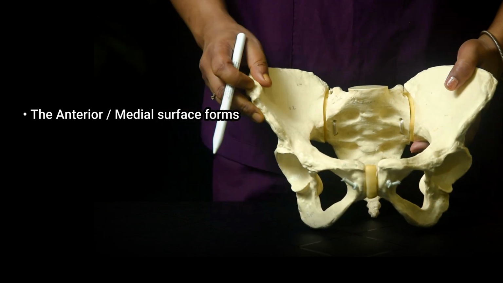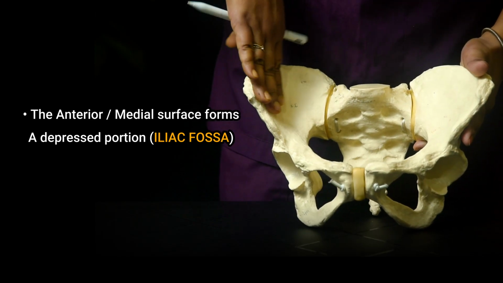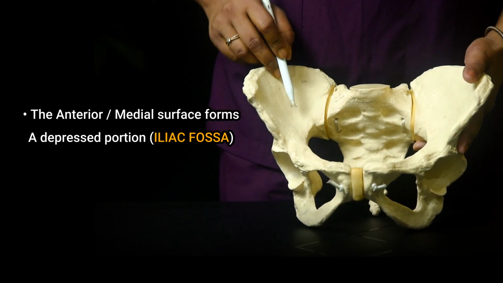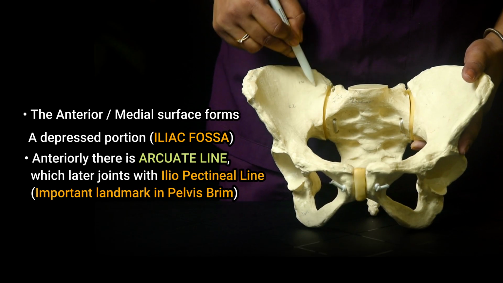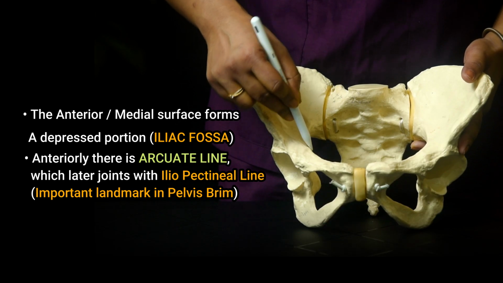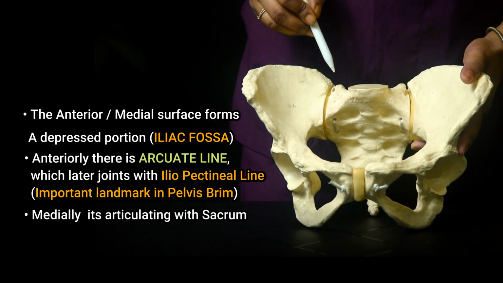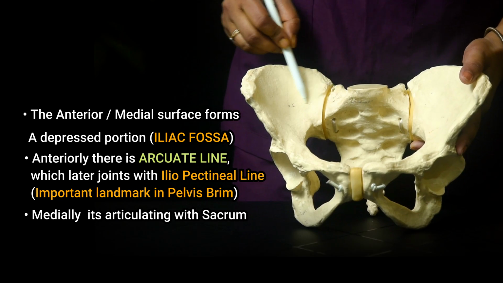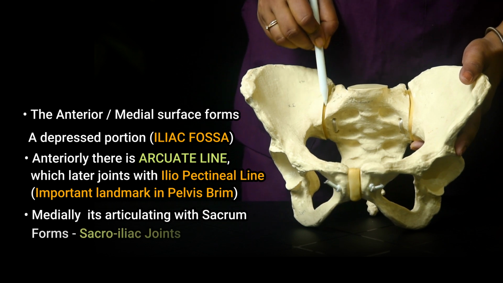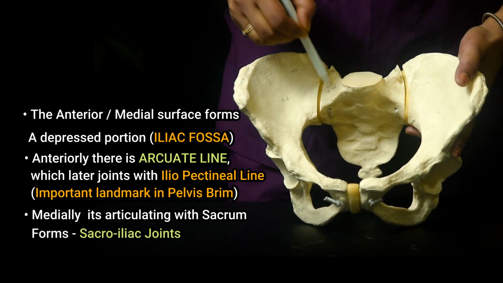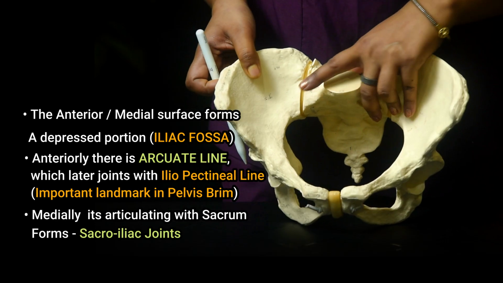The anterior or medial surface is formed by a depressed portion, which is known as the iliac fossa. Anteriorly to this iliac fossa, there is an arcuate line which is joined with the iliopectineal line, an important landmark for the pelvic brim. Medially, the ilium articulates with the sacrum and forms the sacroiliac joint. You can see on both sides there are two sacroiliac joints, which are movable.